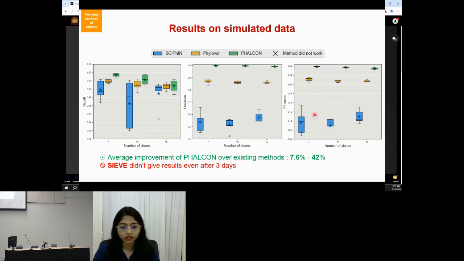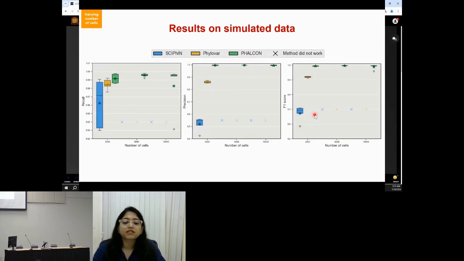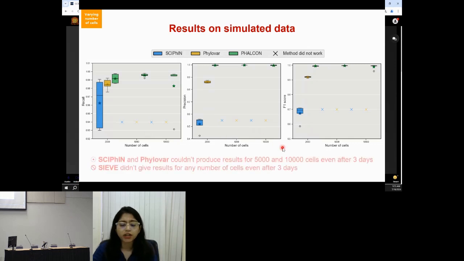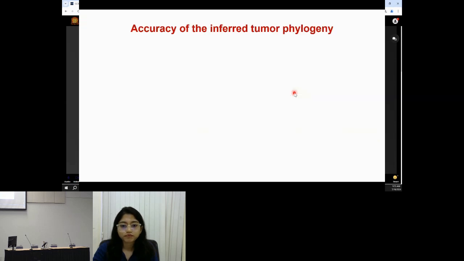terms of genotyping accuracy. We also wanted to test whether PHALCON can scale up to 5,000 or 10,000 cells, and unfortunately, these variant callers Cypher and Phylogeny-aware failed for over 5,000 cells. So there is a little cross there. But PHALCON is showing consistent performance across all the numbers of cells. And Sieve again, of course, did not produce any results for the same.